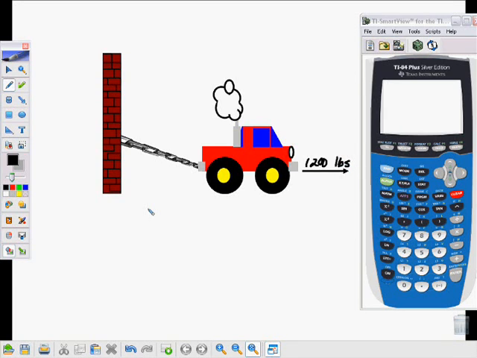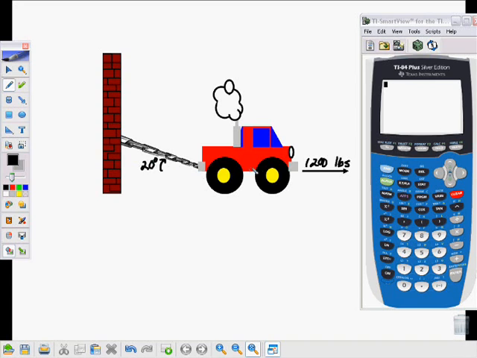Something else I would have to know is the angle that this chain makes with the horizontal. Let's say it makes an angle of 20 degrees with horizontal. All right, very good. That is actually all we have to know for this problem to find the force being exerted by this chain on the truck.